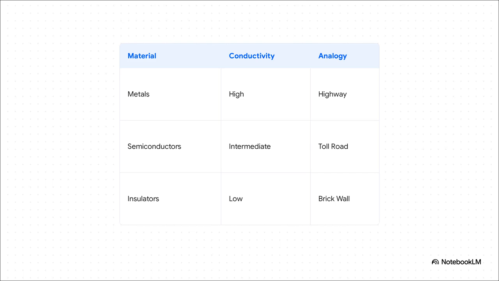These are your conductors. Then, way over on the other end, you have insulators, like rubber or glass. They're like a solid brick wall. Electrons hit it and just stop. They can't get through. And right there in the sweet spot in the middle, that's our hero, the semiconductor. It's not a highway and it's not a wall. It's more like a toll road, where we have the power to open or close the lanes whenever we want.